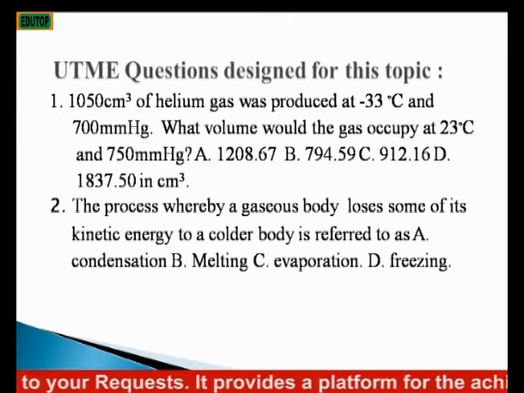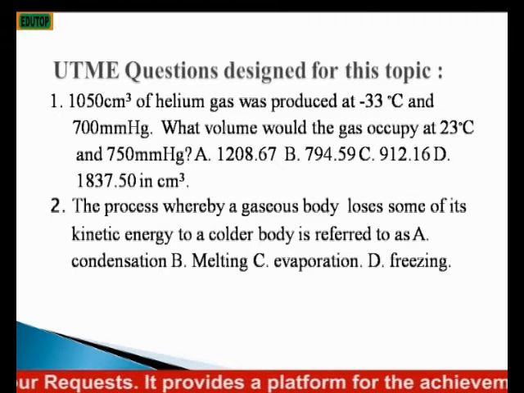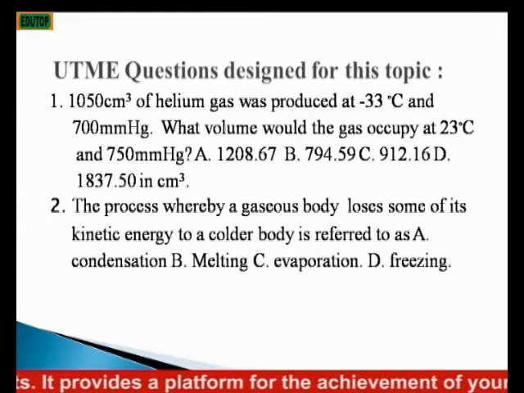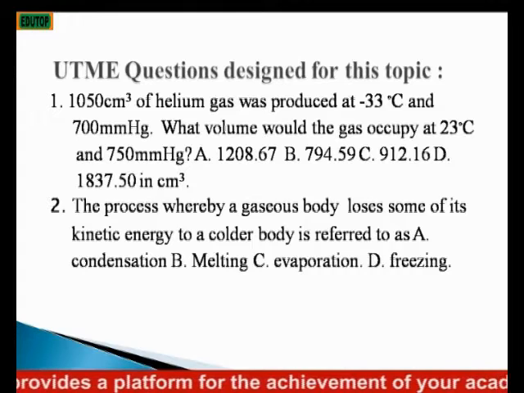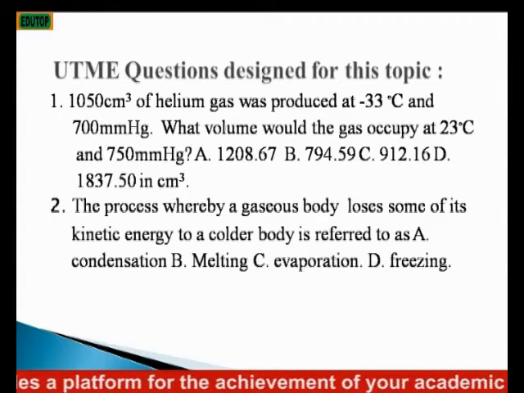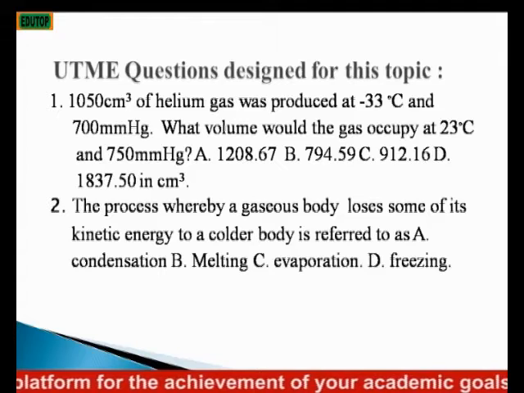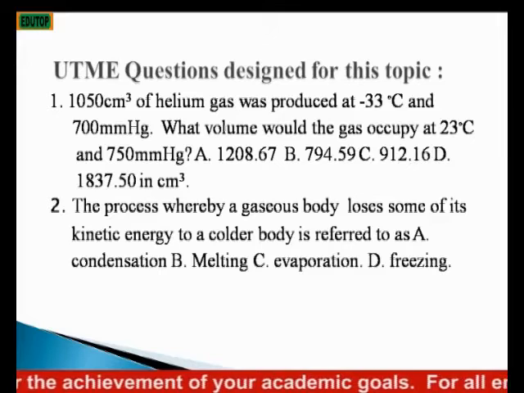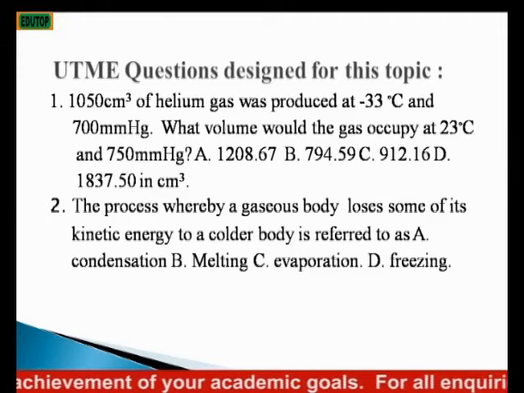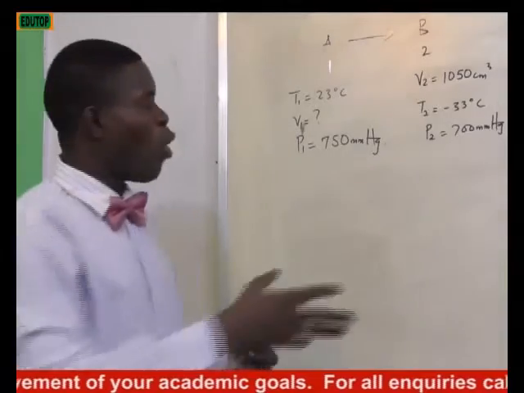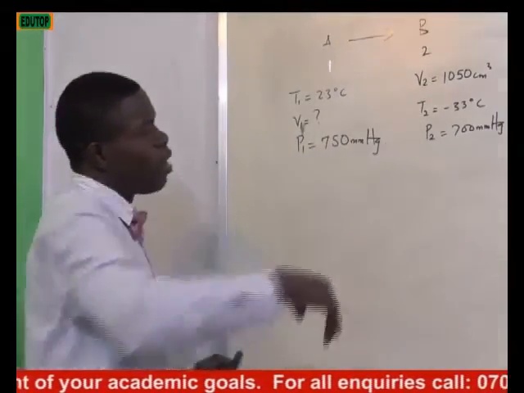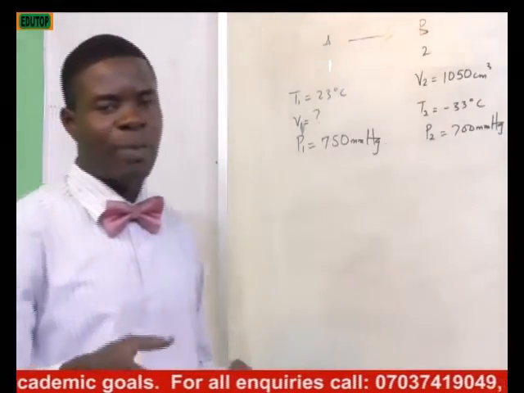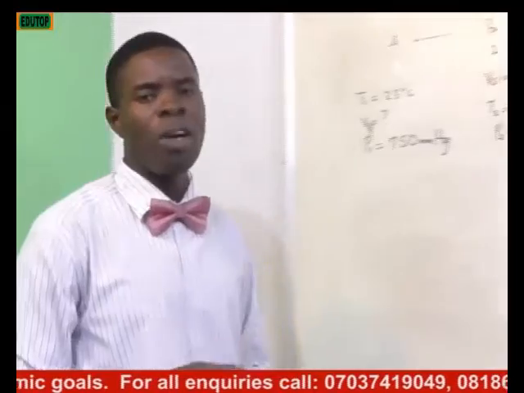Now, what volume would the gas occupy at T1? T1 is now 23 degrees Celsius. The question is asking for V1. Then P1 is also given in the question to be 750 millimeter mercury. So this is what we have. If you look at this question very well, the only formula that will incorporate all these parameters will definitely be the general gas law, which is the combination of Boyle's law and Charles' law.